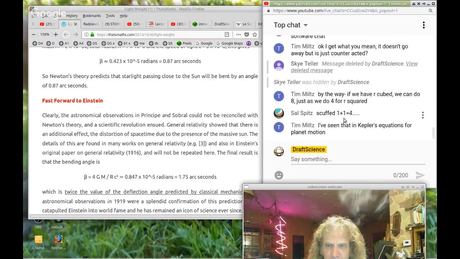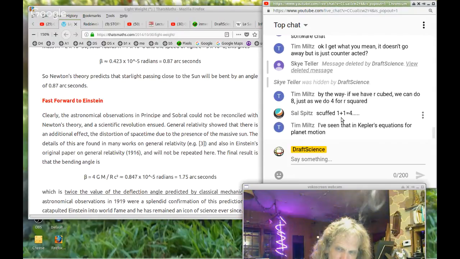Scuffed, 1 plus 1 equals 4. I don't know what that means. Clearly, I'm pointing out that Einstein thinks 2 equals 4. And it doesn't. I've seen that in Kepler's equations for planet motion. You've seen what?